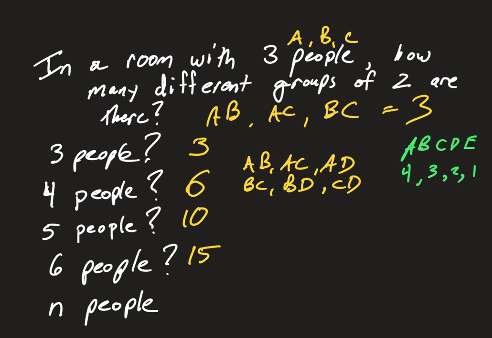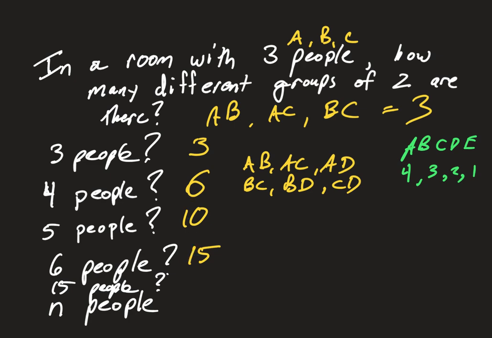Let me change the color on that back to white to be consistent with the other ones. So what if we had 15 people? Is there a way that I could look at this and quickly get to an answer, either through a formula or a process? Any patterns that we notice here or here?